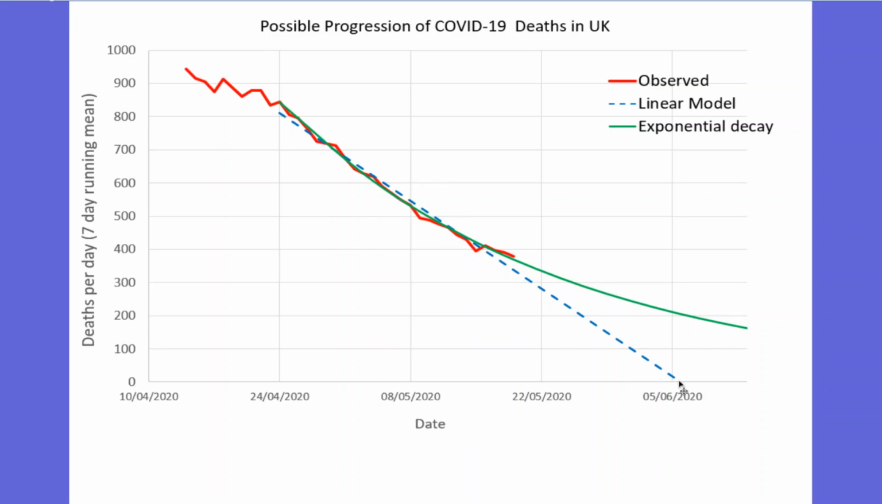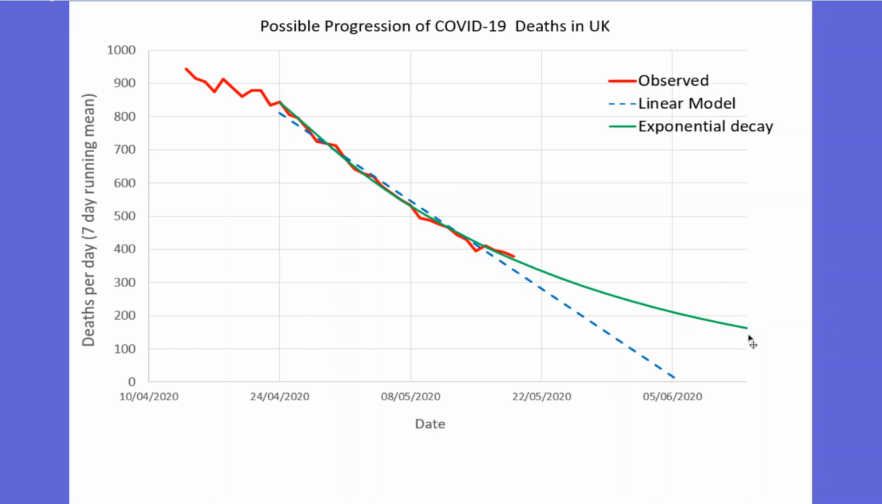We have to stop it when it gets down to 0. And this is true for all models. We must bear in mind their limitations. So the reverse one here is the exponential decay curve, shows that we are reducing the number of deaths. We're halving about every 3 weeks.